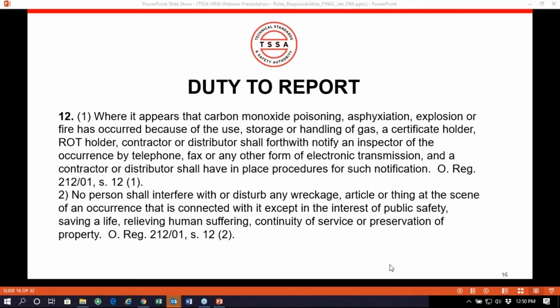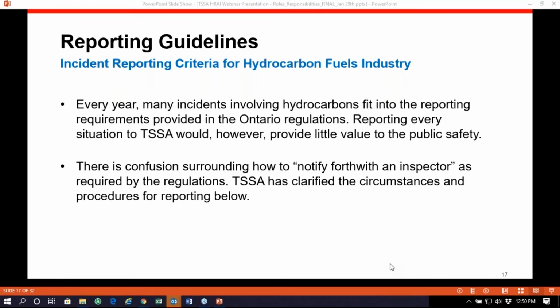This is just an excerpt from the guidelines, but the full guidelines are posted on our website at TSSA, and I would encourage you to review those and be familiar with them.